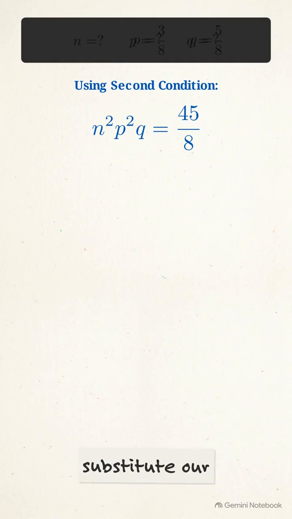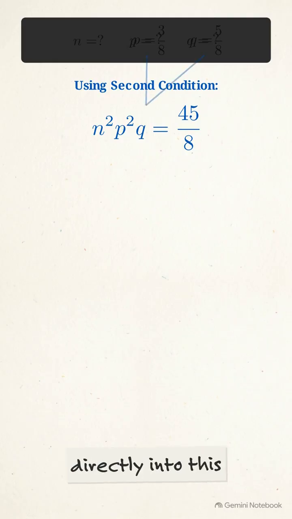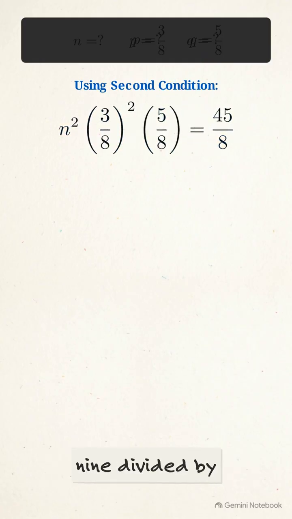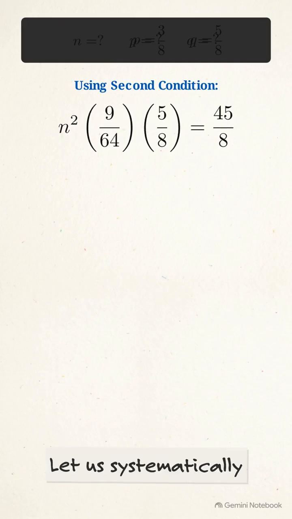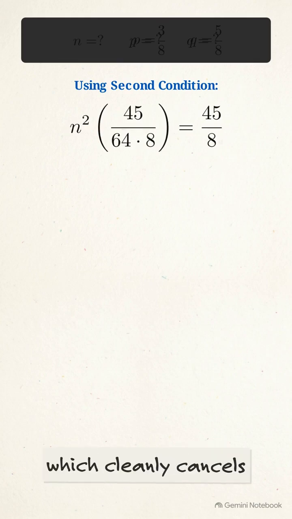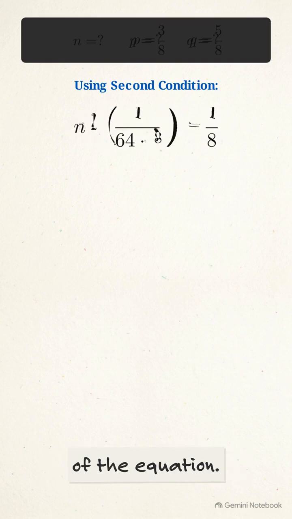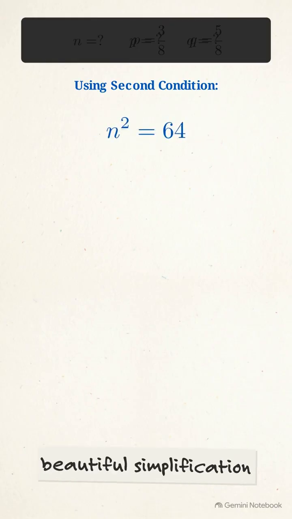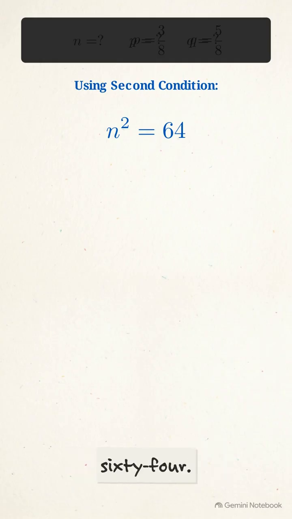Now, we can substitute our discovered fractional values for p and q into this equation. Substituting them, we get n squared multiplied by the square of 3/8, which expands to 9 divided by 64, multiplied by 5/8 equals 45 divided by 8. Let us simplify these fractions. 9 into 5 makes 45, which cancels the numerator on the right side of the equation, and multiplying the remaining denominators isolates n squared, leaving us with n squared equals exactly 64. Taking the positive square root, we get our final unknown value, the number of trials, n equals 8.